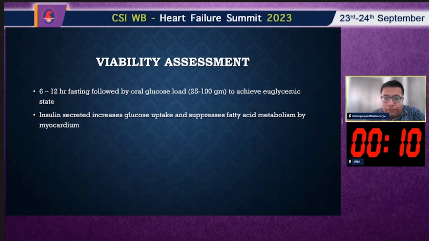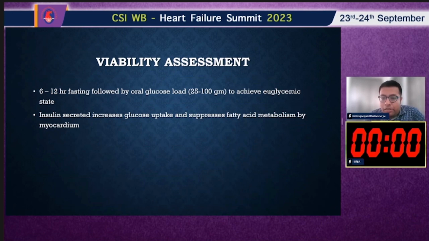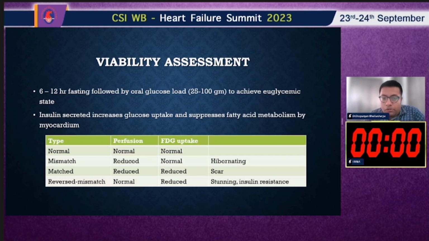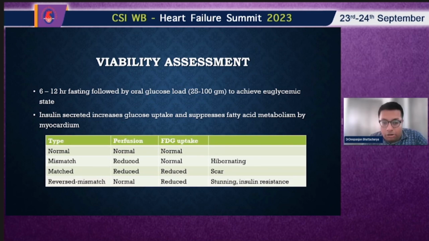So for viability assessment, the patient has to be fasting and we have to give an oral glucose load to achieve a euglycemic state, and we have to ensure that the fatty acid metabolism is suppressed and the myocardium takes up glucose only. So this is how we differentiate between patients who have got a normal myocardium versus hibernating myocardium, scar and stunned myocardium based on the perfusion and the FDG uptake.